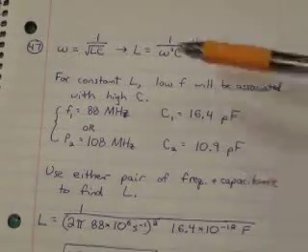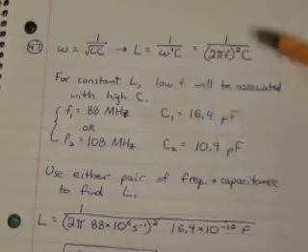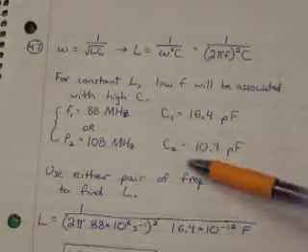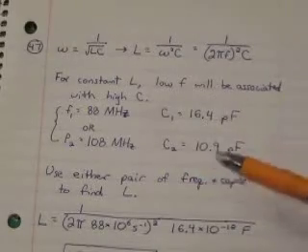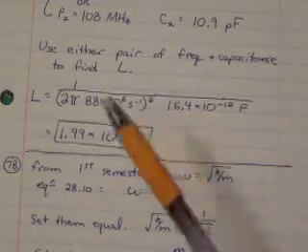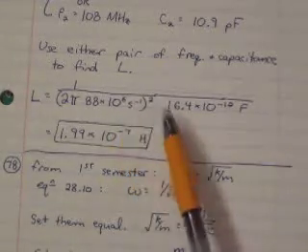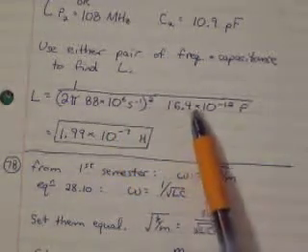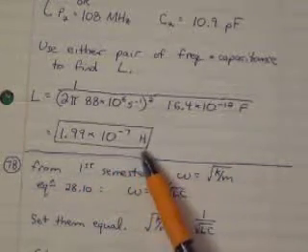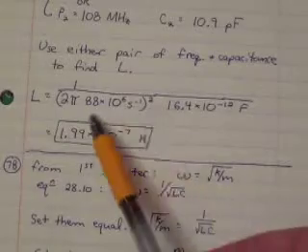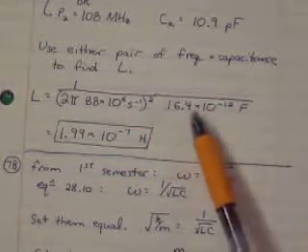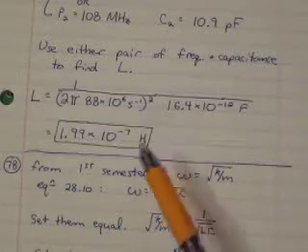Now we're going to plug those values in, either pair of values, either F1 and C1 or F2 and C2. You can do both just to check your work. I've done L equals, and I've plugged in for 88 megahertz, 16.4 picofarads, and what I get is 1.99 times 10 to the negative 7 henries. You could also plug in for the high frequency and the low capacitance, and you should get that.